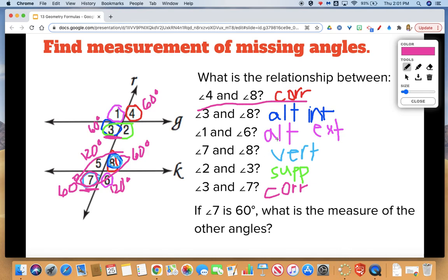Let's see, what other ones haven't I used yet? Ooh, alternate exterior is a good relationship to use. So 6 and 1 are alternate exterior because they're on opposite sides on the outside, so they share the same value. And then we could just say that 1 is vertical to 2, so 2 is also 120 degrees. So those are just some of the ways that we can connect our angles to share those different relationships.